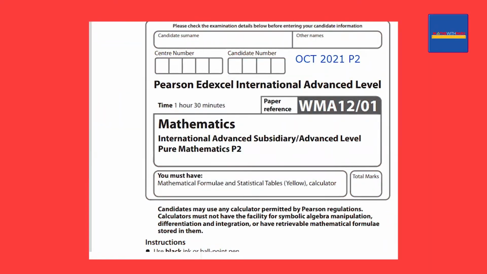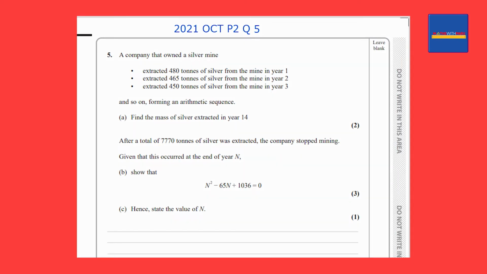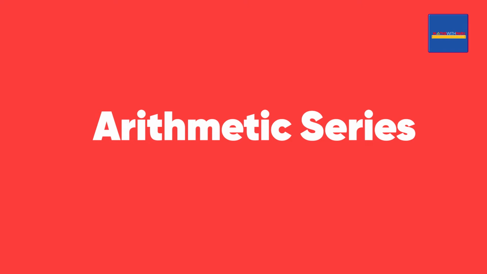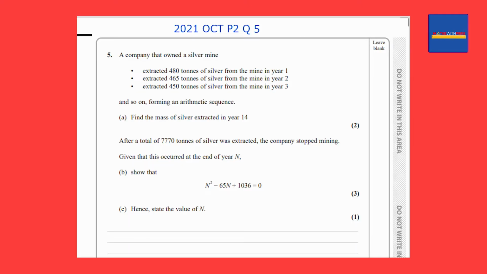Today I shall be discussing a question from October 2021 P2 Pure Mathematics 2 paper, and it's question 5. Right, so let's begin. The question talks about an arithmetic series, and it states very clearly that it is an arithmetic series.